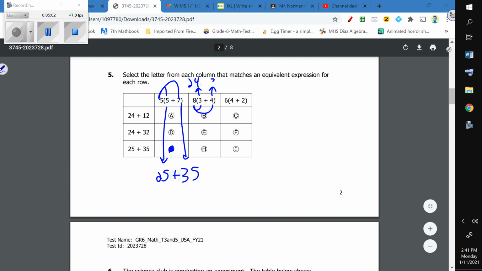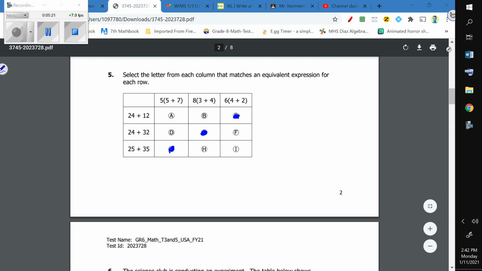8 times 4 is 32. Bring the plus. 24 plus 32. So that's that one. And then 6 times 4 is 24. 6 times 2 is 12. There's my plus sign. So it is that one. So these, oops, these are my answers.